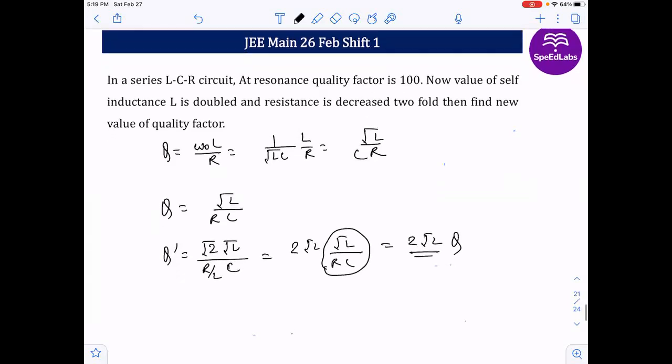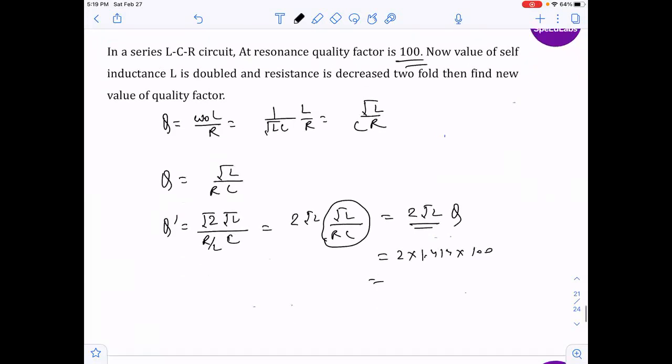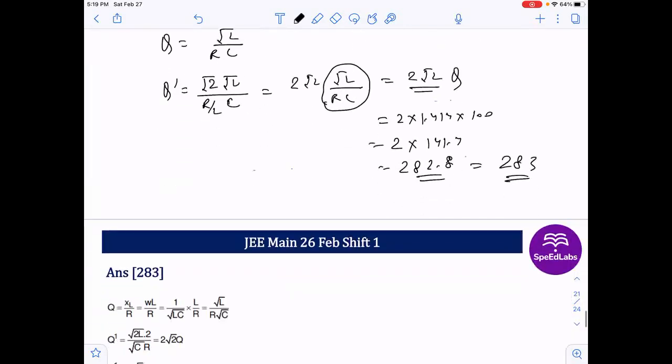Original value of Q was 100. So you can write 2 into 1.414 into 100, or you can write 2 into 141.4. So 282.8. If you round off this value, it is 283.